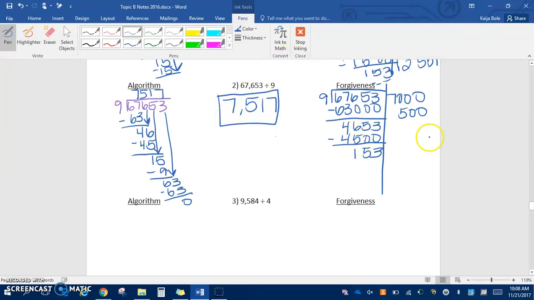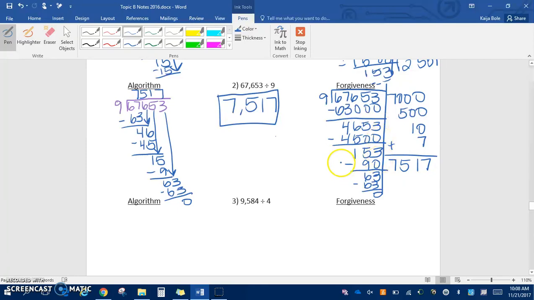If I look in the tens, I'd take out one group of 10. So I'd be subtracting 90. And when I subtract those, I'm left with 63. And then in the ones, I need to take out 7 groups of 9. So I'd be subtracting 63 to get 0. If I add all of these up, I get 7, a 1, a 5, and a 7, which is what I got before, so that means that my answer makes sense.